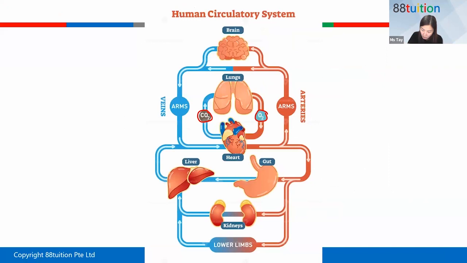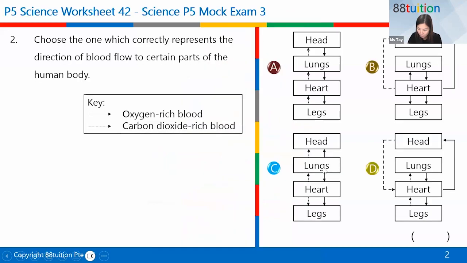So the heart pumps blood to the arms, to the brain, to the stomach, to the kidney, to your limbs as well. After that, blood also travels back to the heart. Then the blood that carries a lot of carbon dioxide will go to the lungs and dispose of the carbon dioxide. So the answer over here is D. Can you see? Because this whole line, the complete line, carries a lot of oxygen.